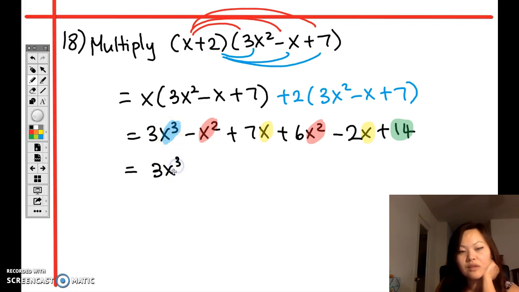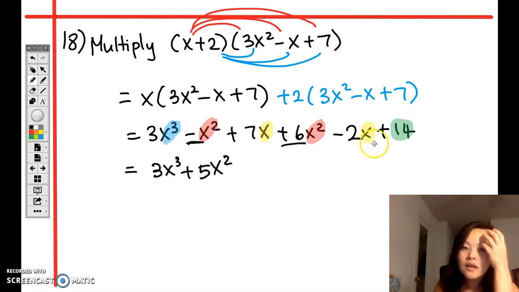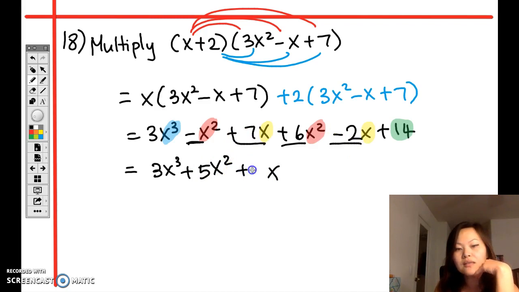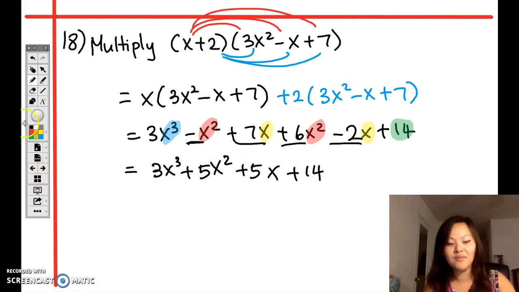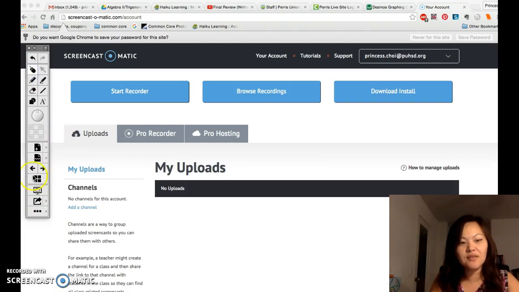So I'm going to start with the x cubed. Now I'm going to put the x squared, and I see -1 plus 6, so that's +5. And then I see the x. 7 minus 2 is +5. And then the number by itself, plus 14. Easy peasy. I don't know how I'm doing with time right now. 18, just making sure.